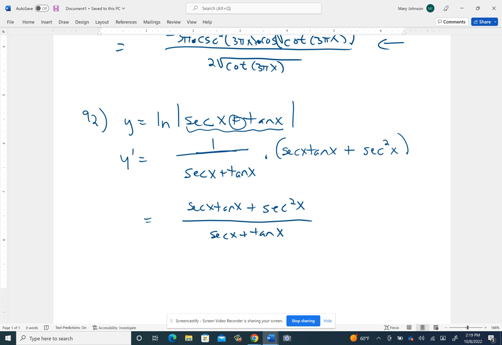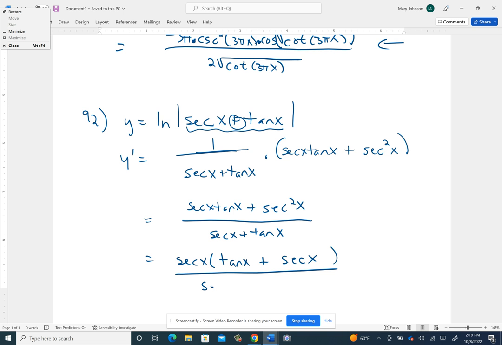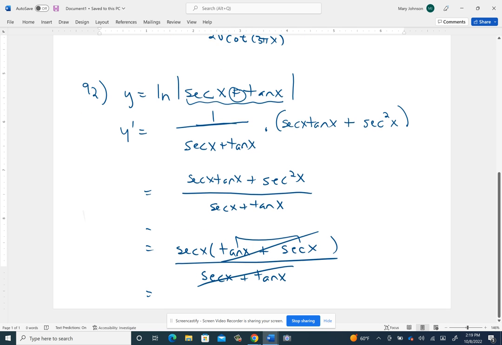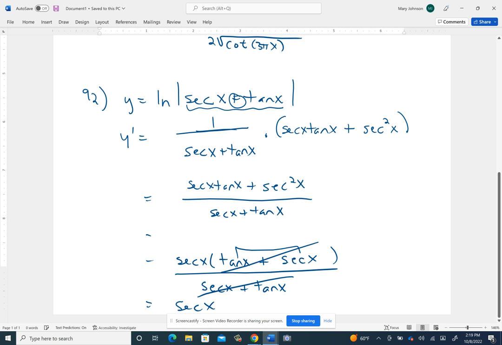I'm noticing in the numerator, there's a secant x that's common to those two terms. So I'm going to factor that out from the first term, and I'd have tan x left. When I take secant out of the second term, I have one secant x left. Notice that the order of secant x plus tangent x doesn't matter because addition is commutative. So that's going to cancel out, and you'll wind up with secant x at the end. That's the final answer on that one.